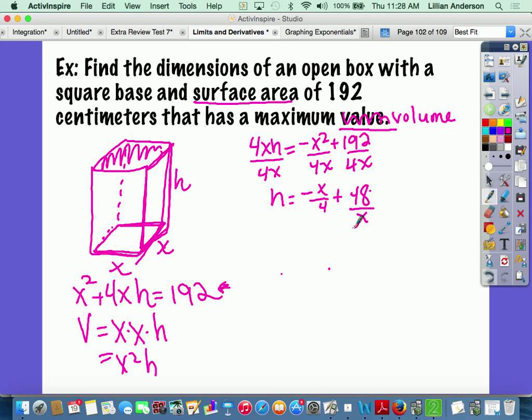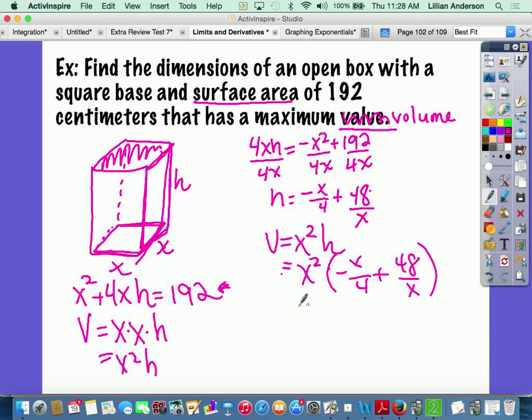Now, to go from here, I need to take into account that I have to plug in h. So my original volume formula was x squared times h. So when I plug in h, I'm going to have negative x over 4 plus 48 over x. And when I distribute, I'll get negative x cubed over 4 plus 48x. And this is the equation that I need to optimize.